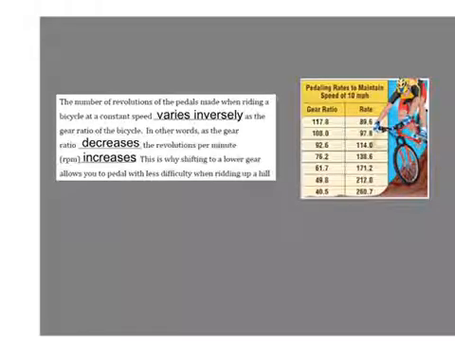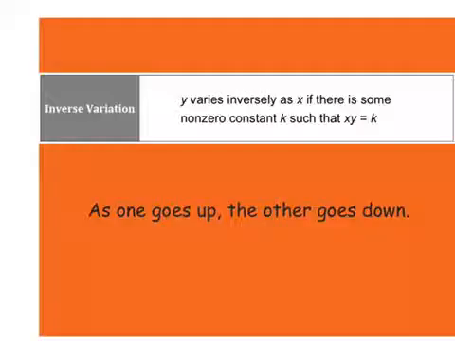So basically, when you switch into low gears, your wheel is going to churn more. And because these are doing opposite things, that tells us that they vary inversely. So an inverse variation: y varies inversely as x if there is some non-zero constant k such that x times y equals k. Basically what you need to know is that inverse means as one goes up, the other one goes down.